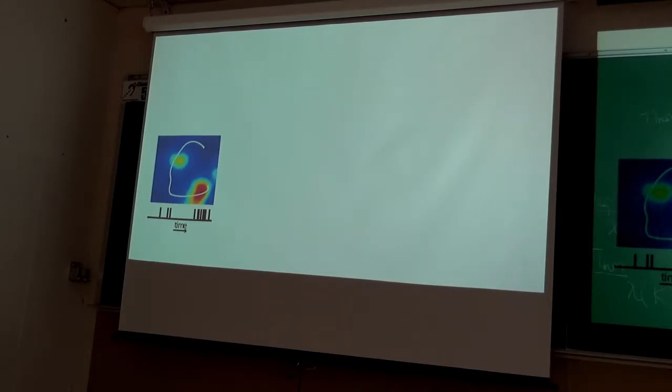You can think of these as one neuron, this as time. Each one of these spikes is when the neuron fires, and this is the path that the rat is traveling in the environment.